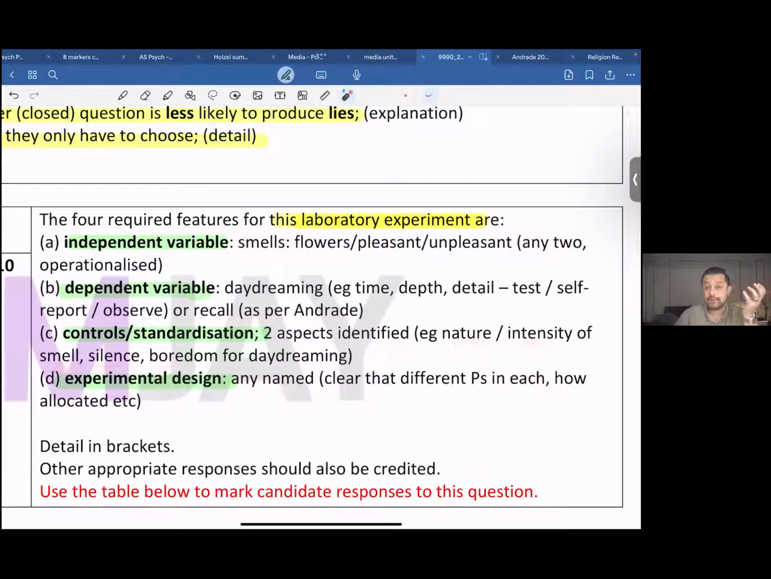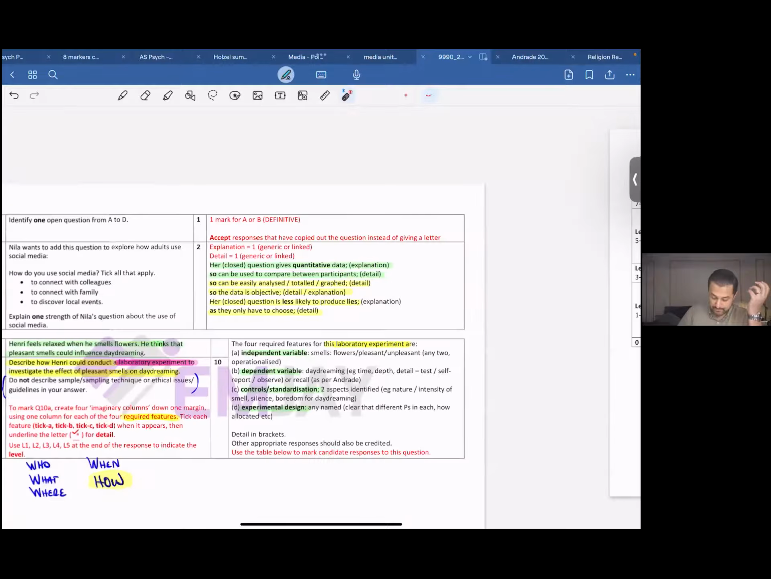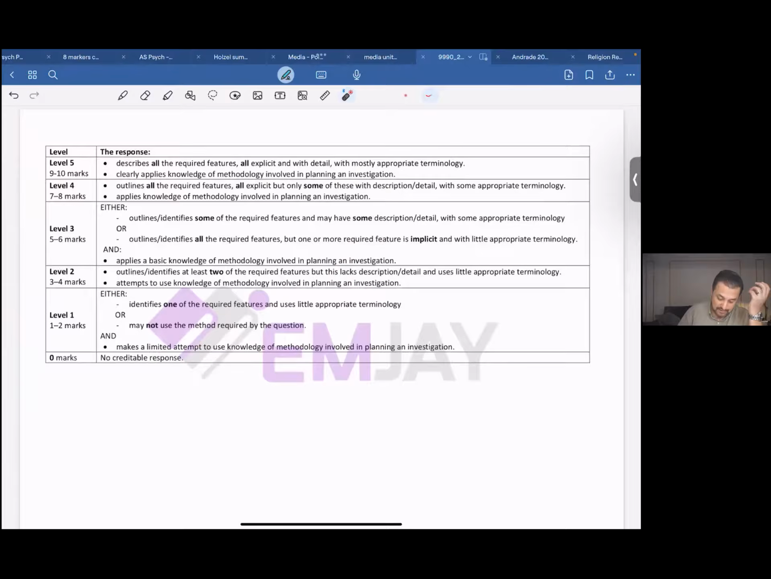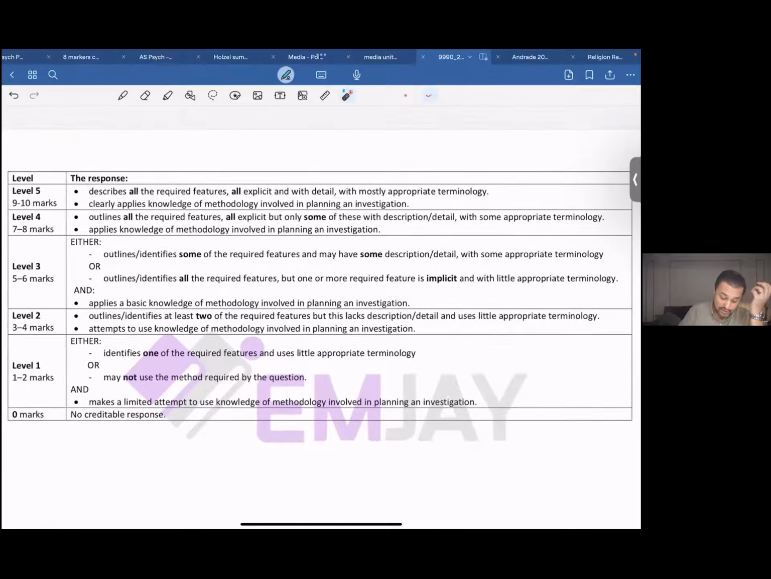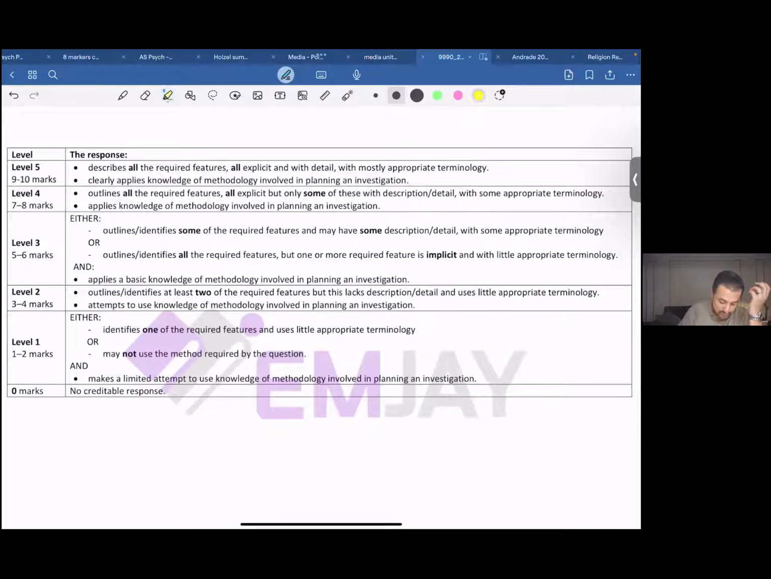Because it's a laboratory experiment, remember, you'd have a control situation. Experimental design, if any, clear that different participants in each condition. If you're doing this, then it would be an independent measures design, otherwise a repeated measures design. This is the generic marking criteria for this. Everyone aims for level 5, that is 9 to 10 marks.